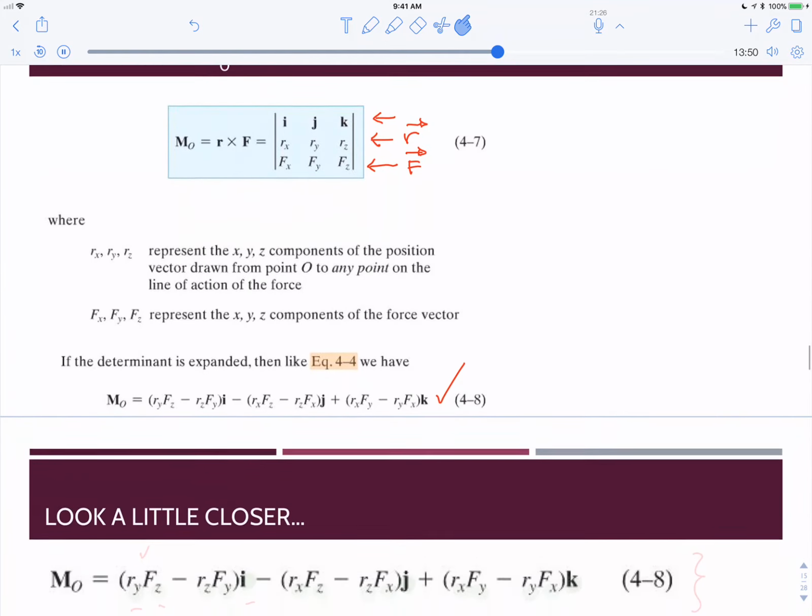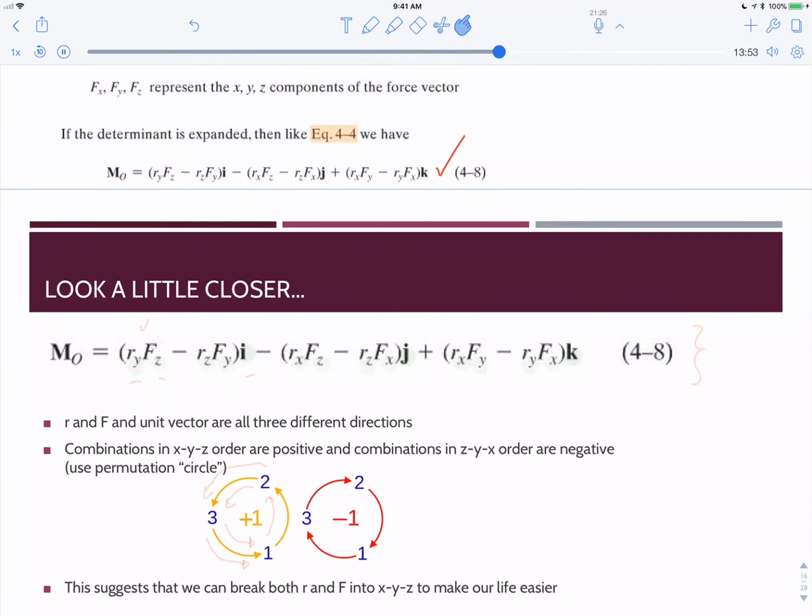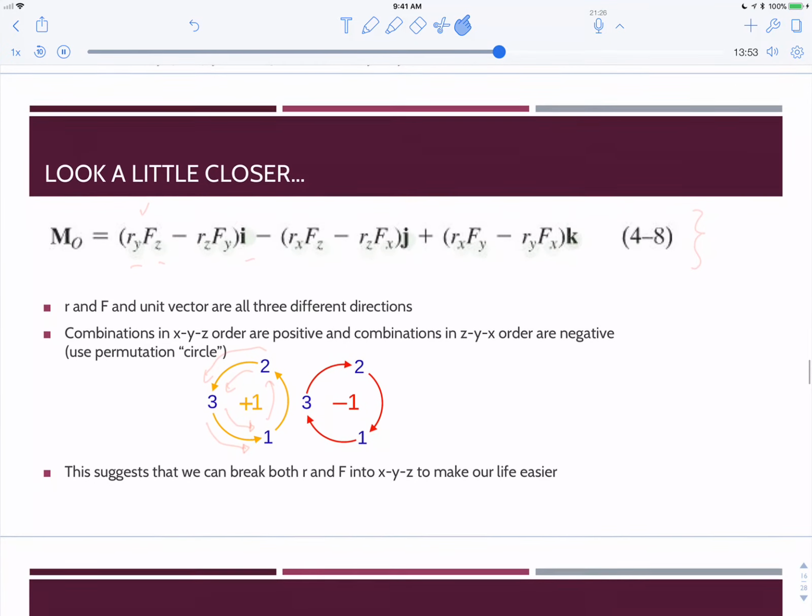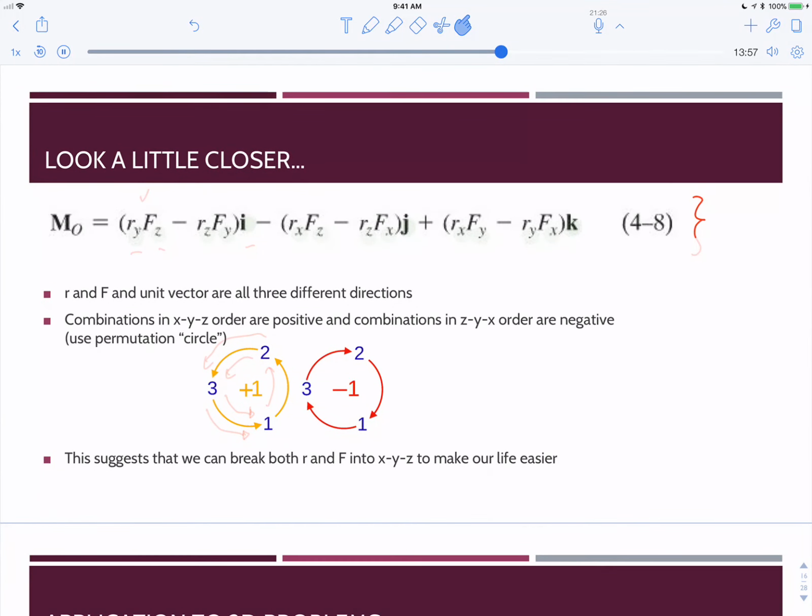Let's look a little closer. Here it is, written all out, equation 4-8. And we have an R component and an F component in every term there. I want you to notice that there's an r_y, an f_z times an x unit vector.